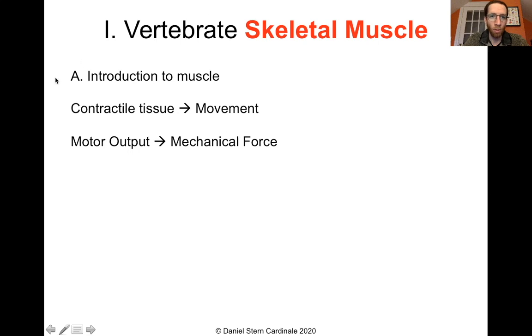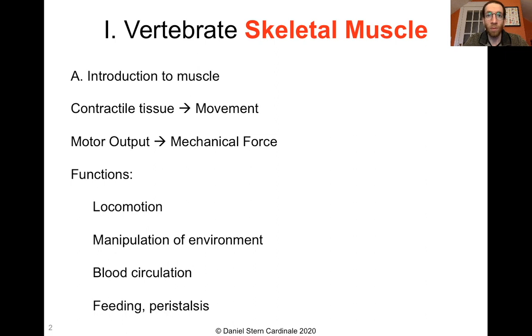We'll start with an introduction to muscles. What is muscle tissue? What is it good for? So muscle is contractile tissue. It's all about movement. The idea is that a motor output is a mechanical force. So it's something that we can use to either move substances within an organism or move the organism itself.